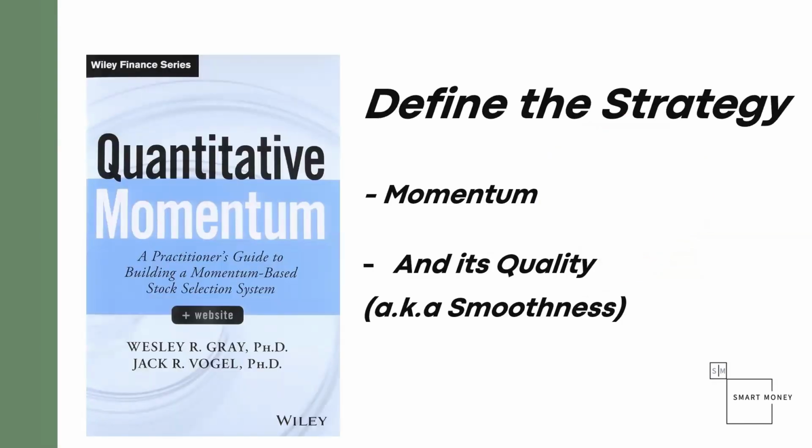Now let's define a strategy that we will follow today to implement through code like Python. For this session, I'm using a reference guide, which is a book called Quantitative Momentum, a practitioner's guide to building a momentum-based stock selection system, authored by Wesley and Jack. This is one of the references that I read a long time ago. There are two key metrics or indicators defined in this book. One is momentum itself, and the second is to understand the quality of that momentum.